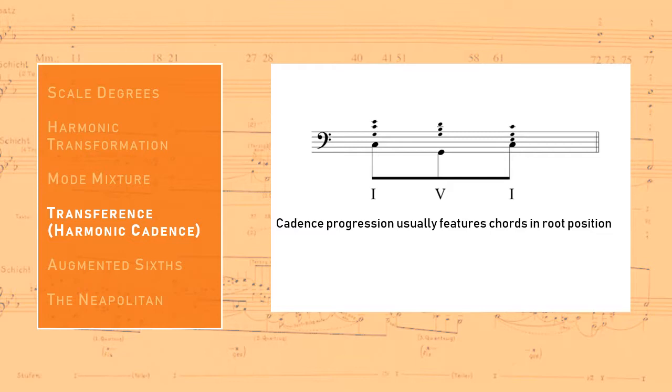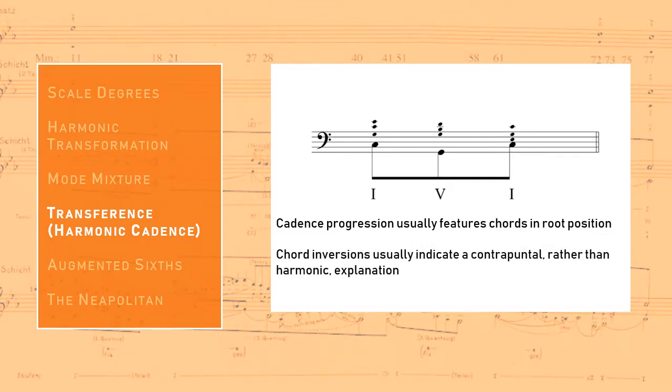The basic cadence progression of the fundamental structure is 1, 5, and 1 in root position. The upper voice motion is less of a determining factor, which is why I've put them in small note heads. There may, of course, be intervening chords, but you can tell which chords participate in the harmonic progression because the cadence progression usually features chords in root position. If you see a long string of chords in inversion, that usually indicates that the bass line is acting melodically, and that there is a contrapuntal rather than harmonic explanation for the chord progression.